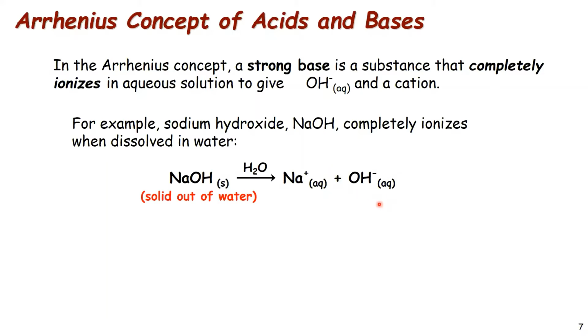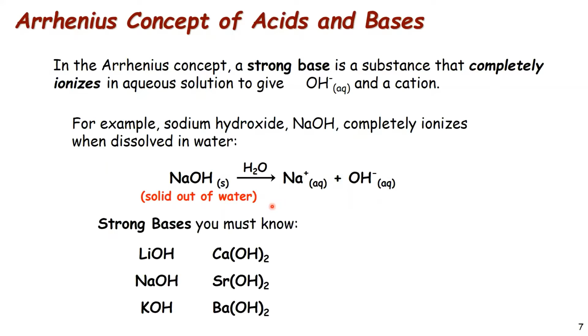And vice versa, if the hydrogen or hydronium ion concentration is greater than the hydroxide ion concentration, we say the solution is acidic. Okay. So again, how do you know if it is a strong base? Well, again, you must know the 6 strong bases. These are in the tables that you must know, okay?